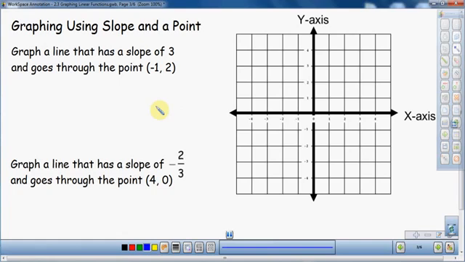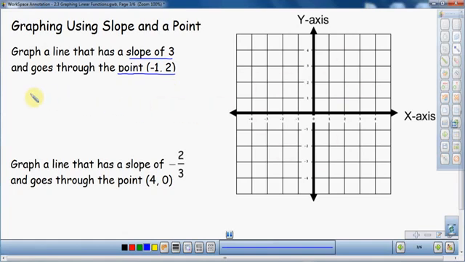Now, I'm assuming a couple of things at this point. I'm assuming you know what slope is, so when we have in our directions a slope of 3 and then a point, I'm assuming you know what a coordinate is, an XY coordinate. So just a couple of things that I assume that you know if you're watching this. Okay, so directions: I want to graph a line that has a slope of 3 and goes through the point -1, 2. Just with those two pieces of information, I can draw a line on my grid.